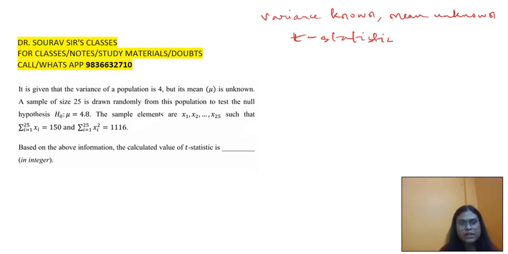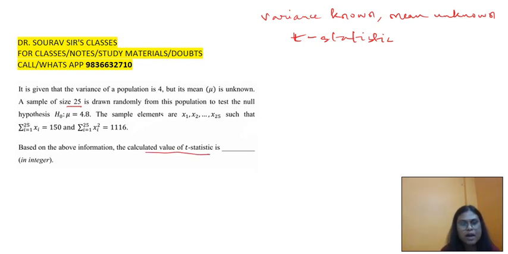Okay, so the variance of the population is 4, the mean is unknown, and a sample of size 25 is drawn randomly from this population. The null hypothesis to test is also given. The sample elements are given, there are 25, n is 25. So these are the values given. Based on the above information, we need to calculate the t statistic.